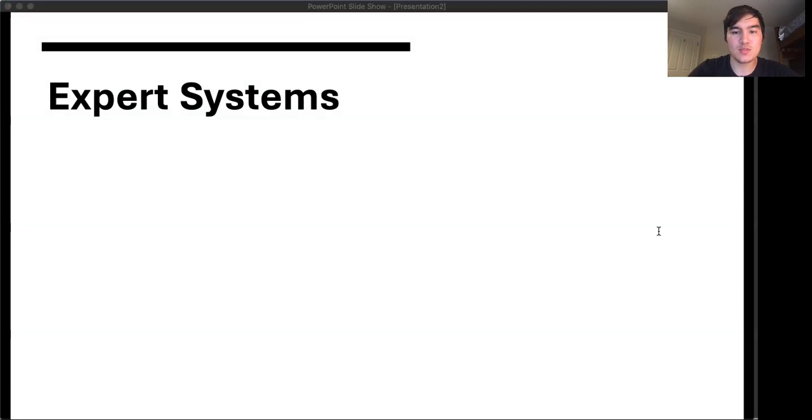Now, expert systems are knowledge-based systems. And what that means is that they are provided a database that they can make decisions based off of. So it's a huge set of data, and it's just there for them to pull from, to add to, and a lot of their decision-making process is based on that.